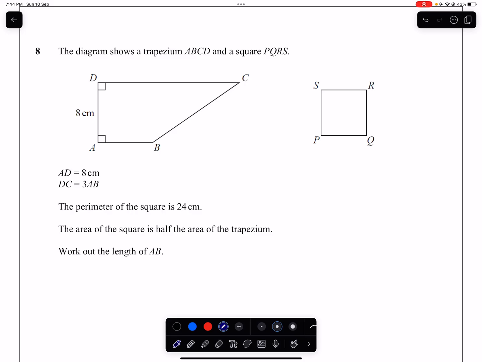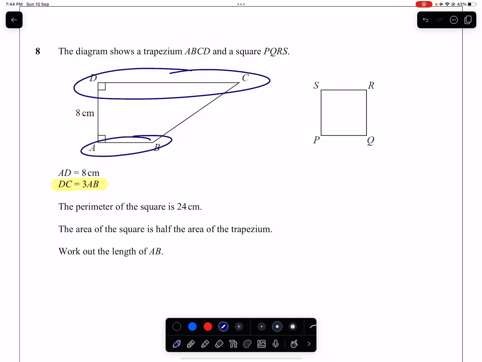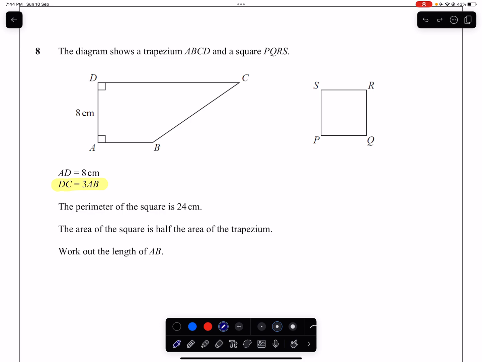Question 8. The diagram shows a trapezium ABCD and a square PQRS. We are given the distance A to D is 8 as shown in the diagram, and we're given this length of D to C as being 3 times A to B. So whatever this is, D to C is 3 times as big. Given that, I could label these to start with as X and 3X, like so.